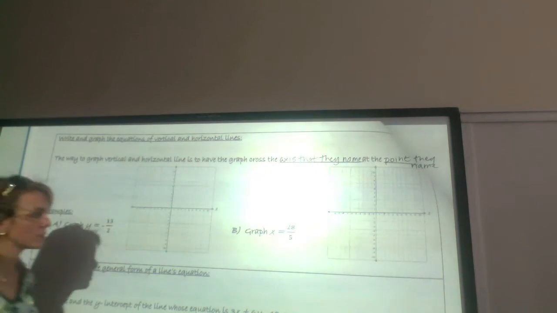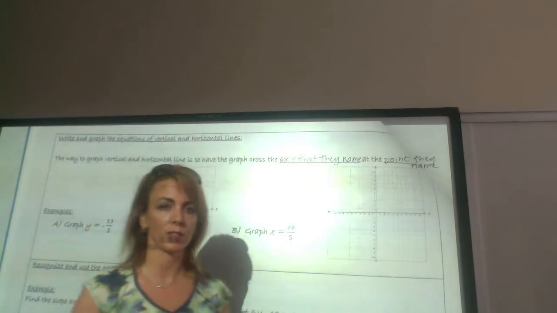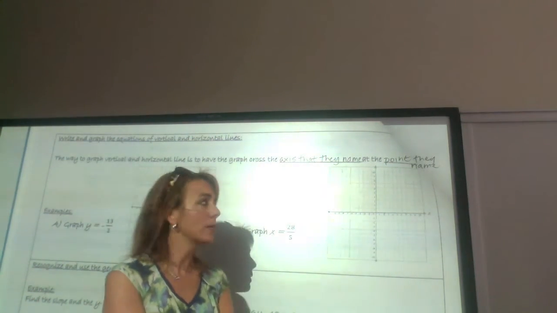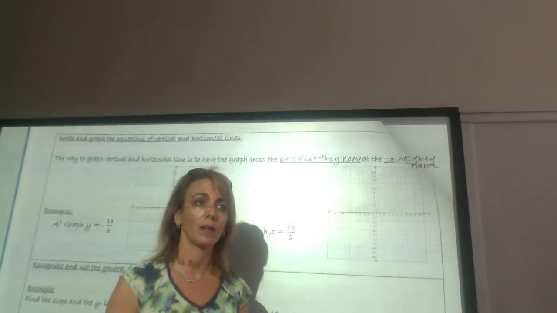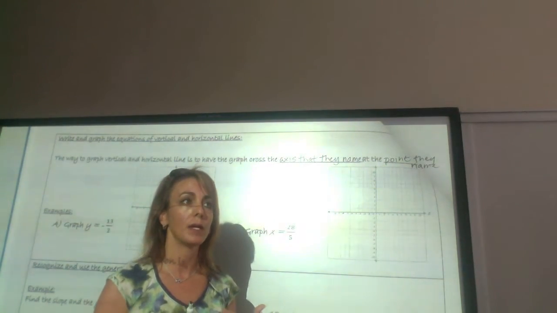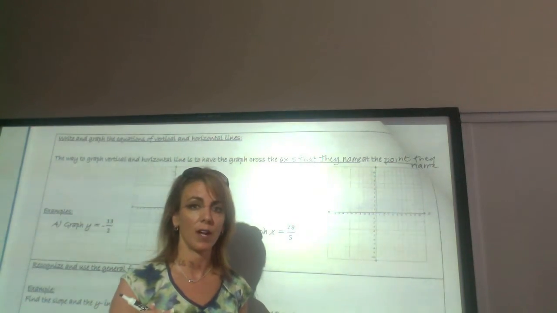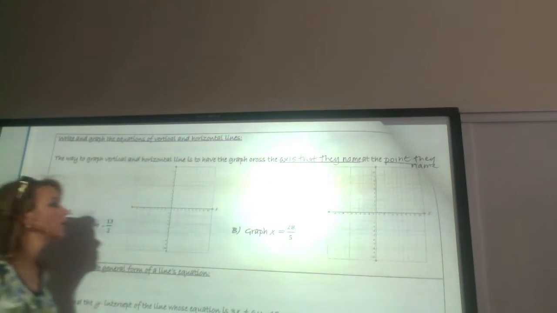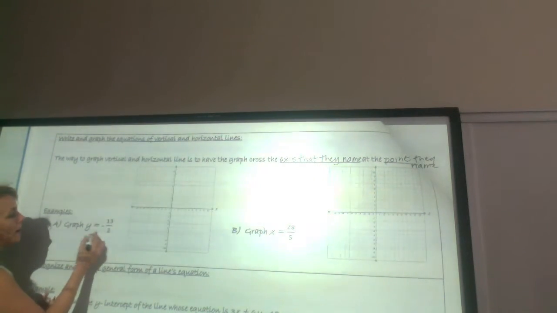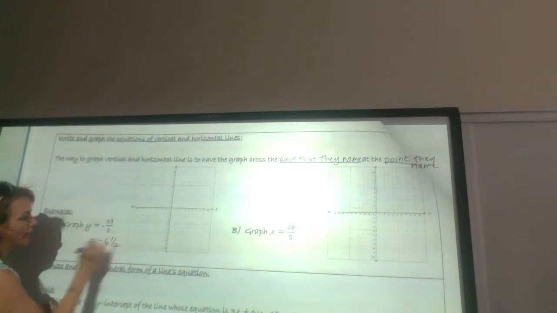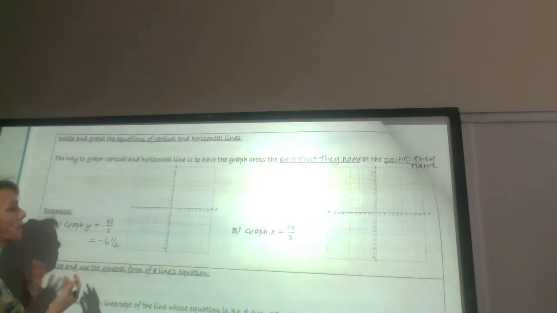Okay, so we're going to graph these two lines, and notice that they are lines that are horizontal and vertical, but they're fractions. So I wanted to discuss with you how to handle those fractions. Really, if you can get the line to be between the right integers, that's good enough for my class. Let's think about this. I'm looking for the line y equals negative 13 halves, which is the same as y equals negative 6 and 1 half.